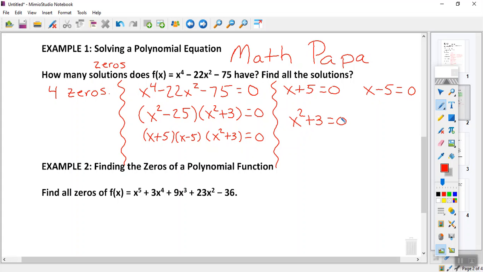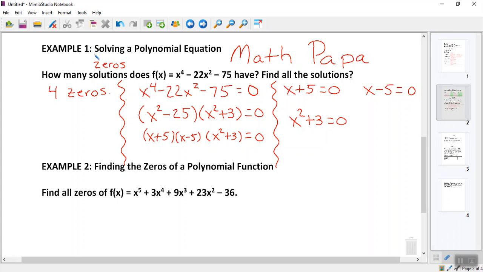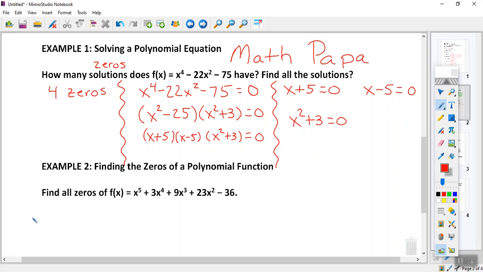Okay, let's talk about solutions here. Top left one, x plus 5 equals 0. That's easy. What's your solution there? Did I hear negative 5? Is that what you guys said? Okay, what's another one easily? 5. Okay, now the one that could be a little difficult. My solutions are going to be x equals 5, x equals negative 5.